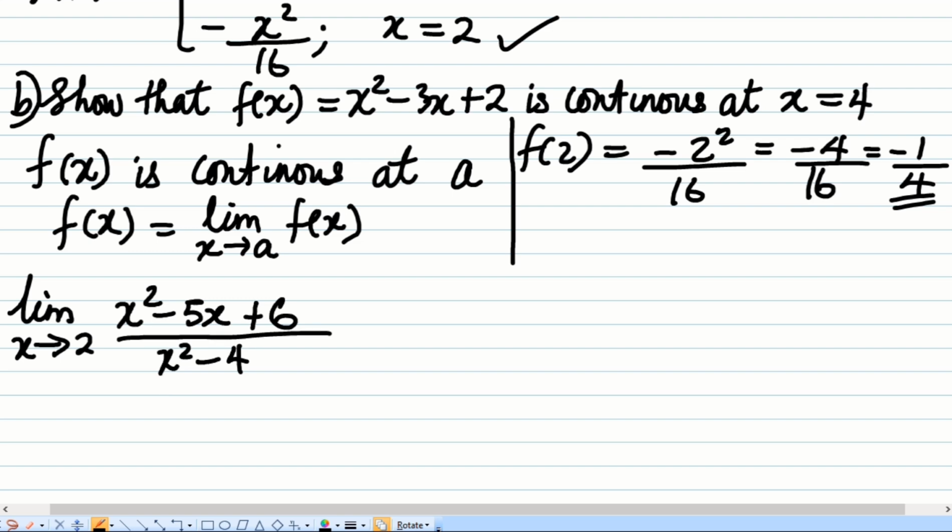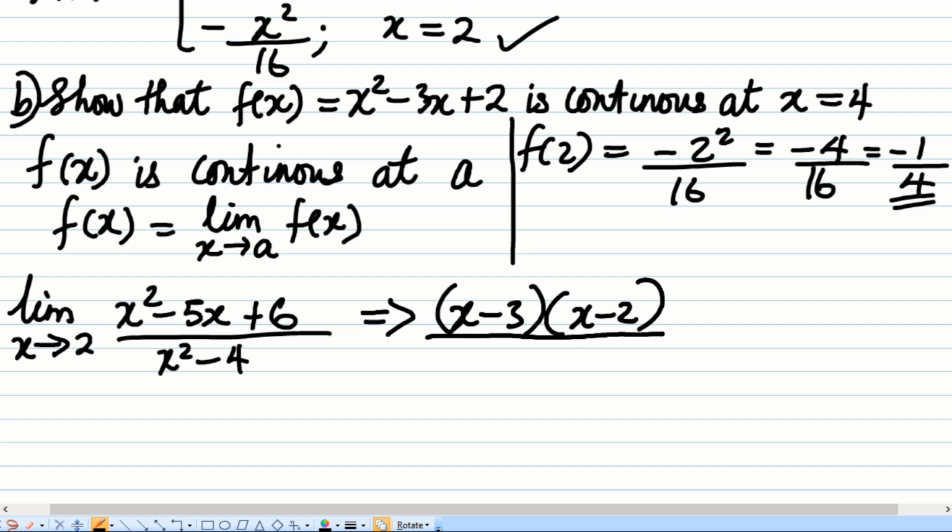The numerator is a quadratic expression, so I think we can factorize. So we're going to use the factorization method. If you factorize the numerator, 2 times 3 is 6. Since we have minus 5, let's go with minus 2 and minus 3. So we're going to have (x minus 3)(x minus 2). Again, I just factorized this quadratic. That's why I said that if you want to be comfortable with limits, functions, and all this, you need to be familiar with factorization and expansion.